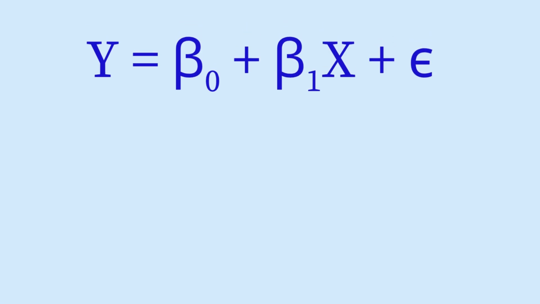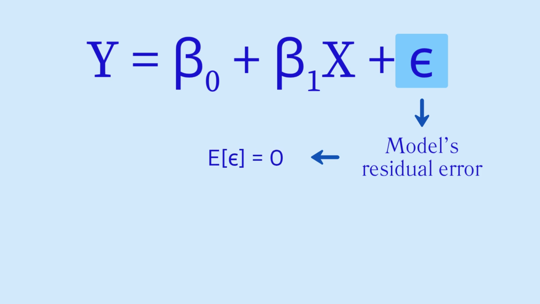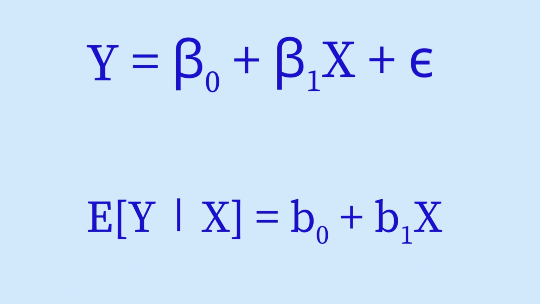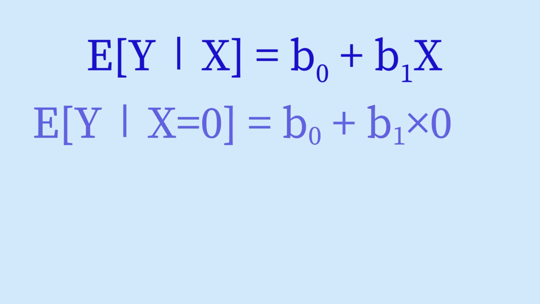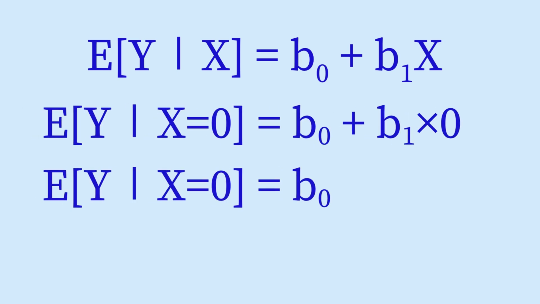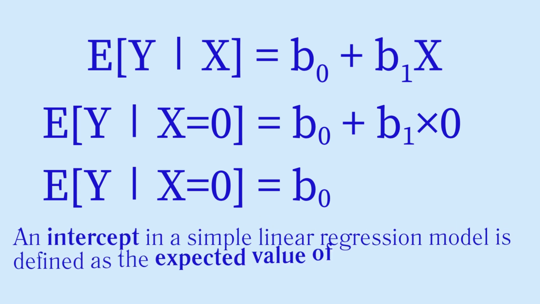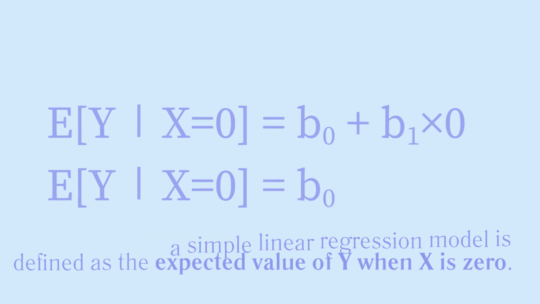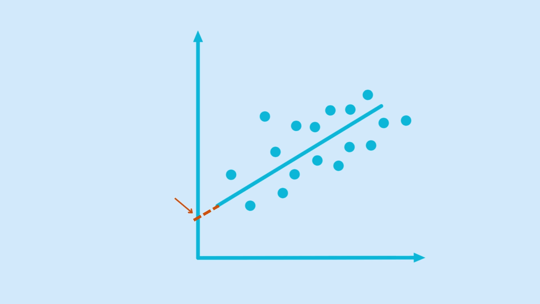In a simple linear regression model, we assume that the residual error is normally distributed with an expected value or mean of 0. This means the conditional mean or the expected value of y given x is equal to b0 plus b1x. If x equals 0, then the expected value of y is equal to b0. This means the intercept in a simple linear regression model is simply defined as the expected value of y when x is 0. On a line-fit plot, it is the point where the regression line intersects the y-axis.